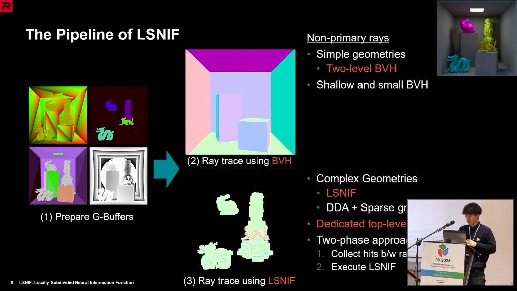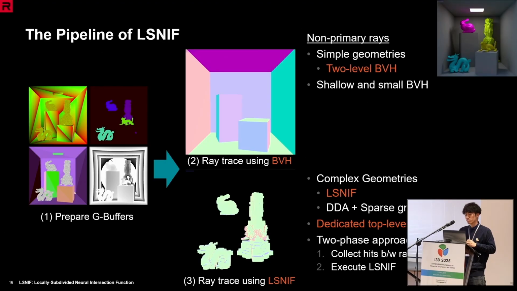So for non-primary rays, we first traverse the standard two-level BVHs for simple objects, in this case the corner box here, to find the intersections with them. And this BVH should be very shallow and small. Then to find the intersections against LSNIF objects, like the complex objects here, the bunny and the dragon Thai statue, we construct a dedicated top-level BVH for the AABBs of these LSNIF objects and traverse it at runtime.